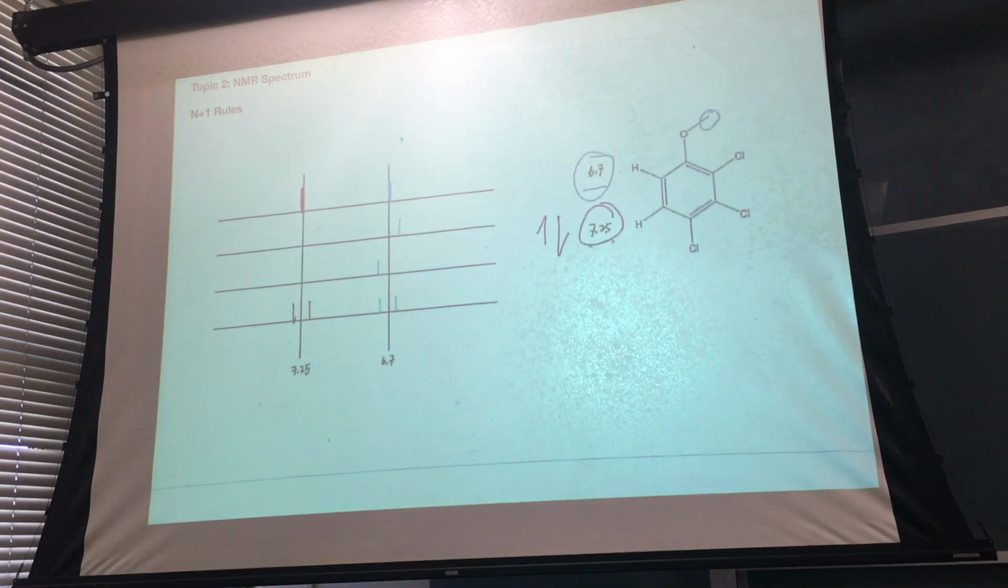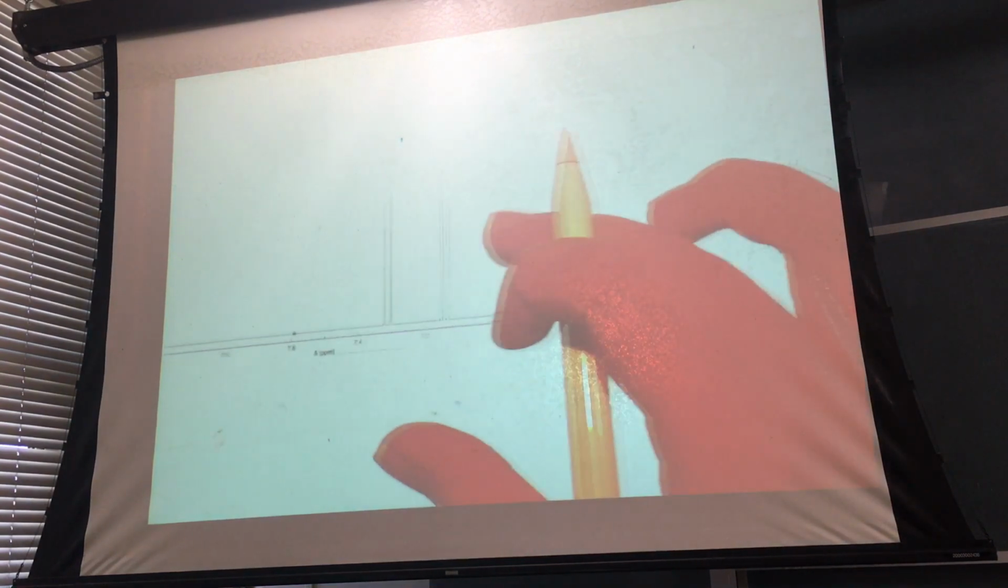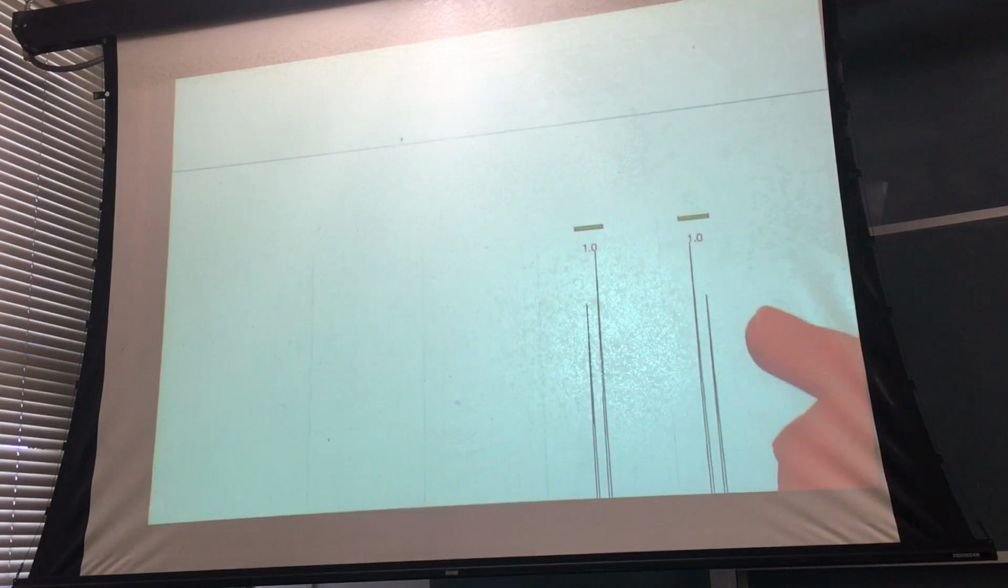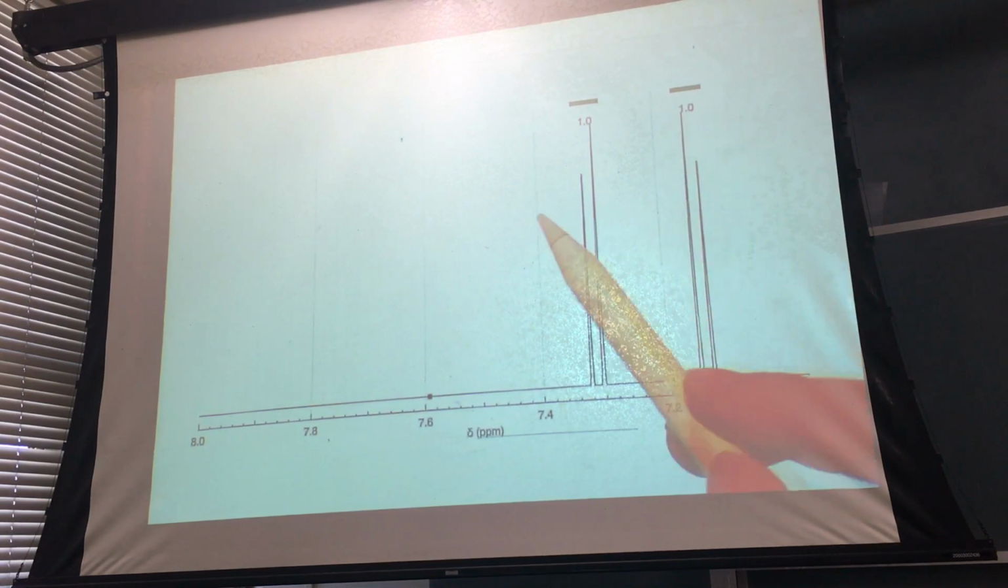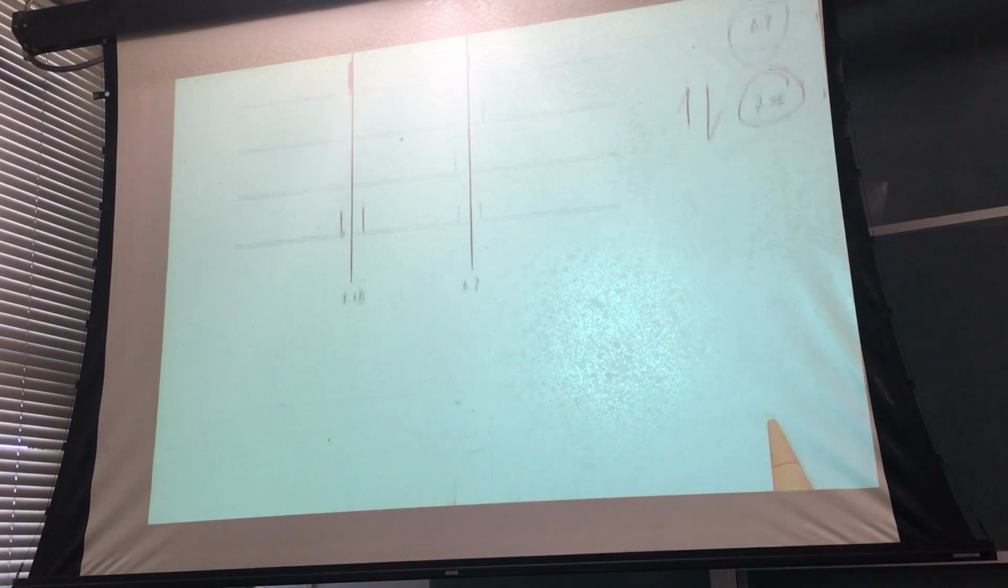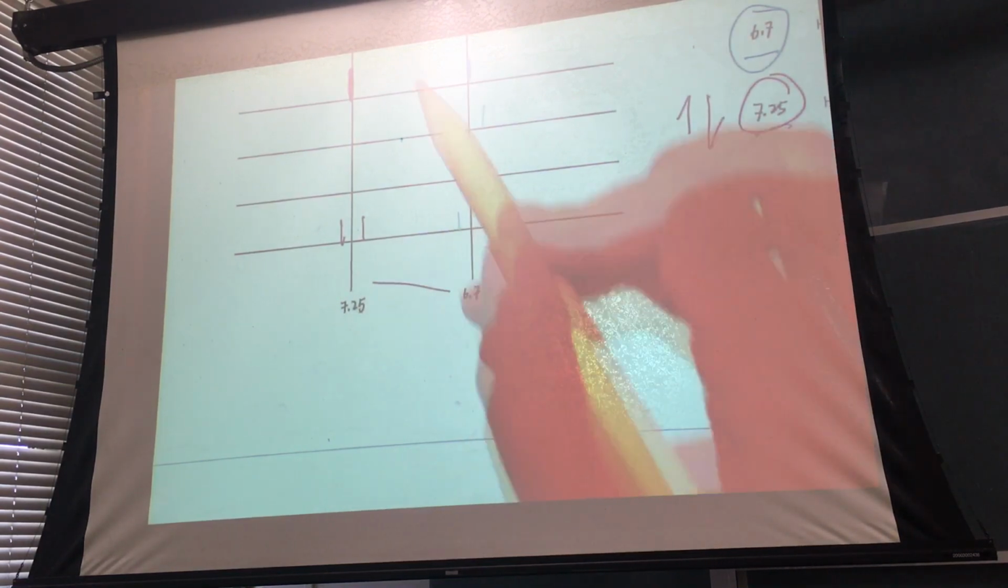On the back of your page, this is the real spectrum that I used special software to predict. So actually these two hydrogens look like this. So that's what I mean by here.